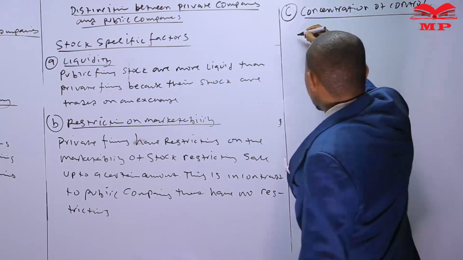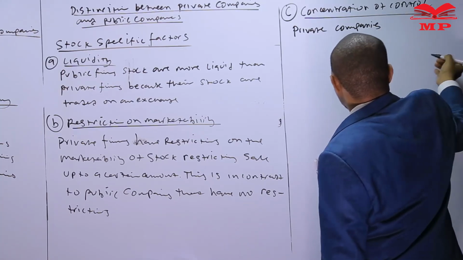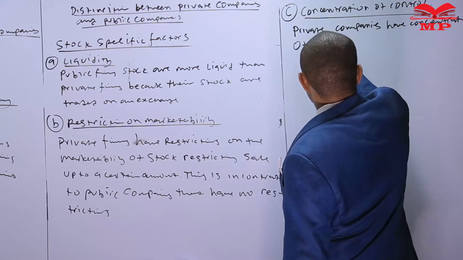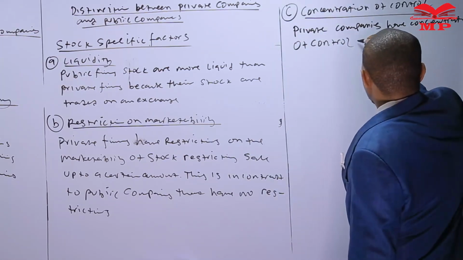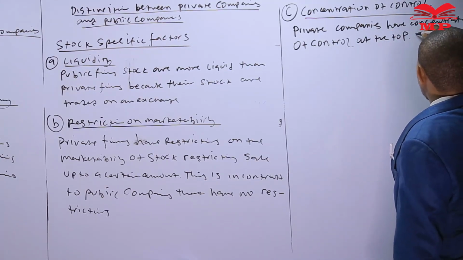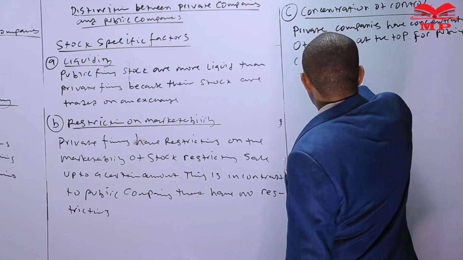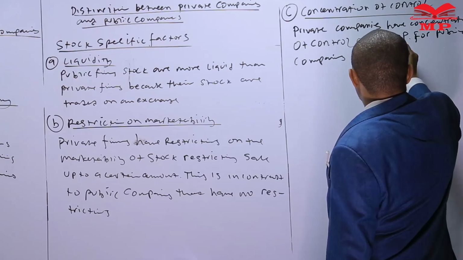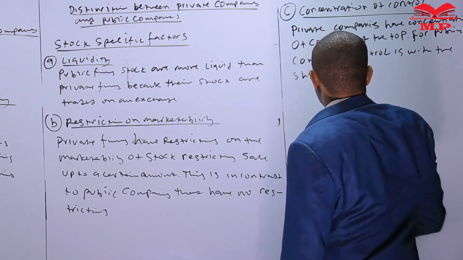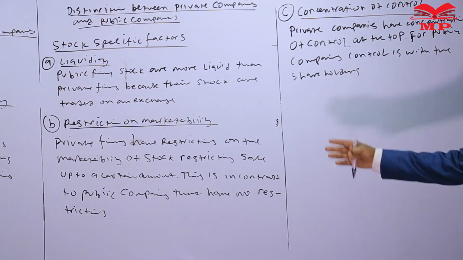So we're saying under concentration of control, private companies have concentration of control at the top. For public companies, control is with the shareholders, who might be to the tune of even millions. So those are the clear distinctions between public companies and private companies.